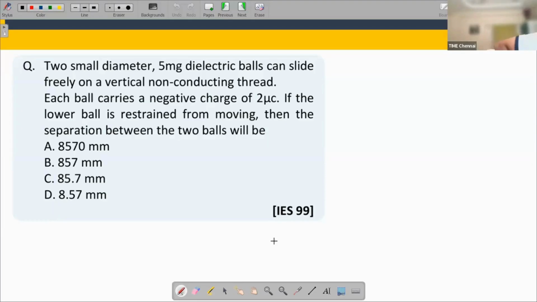Just a second. Okay. This is 5 grams. Sorry.